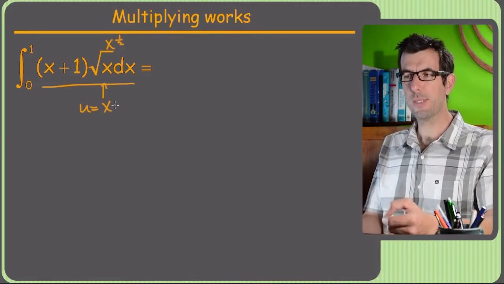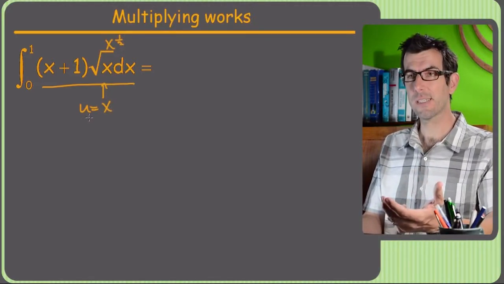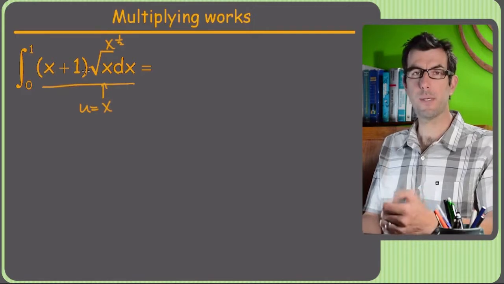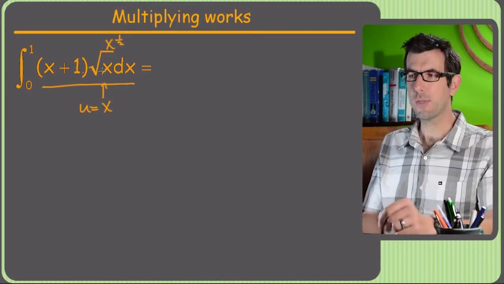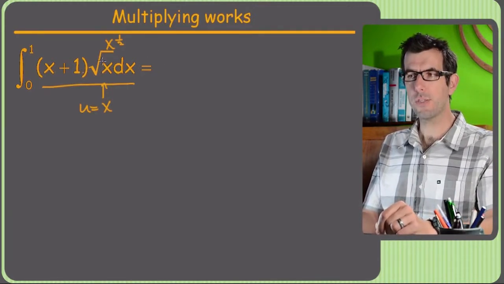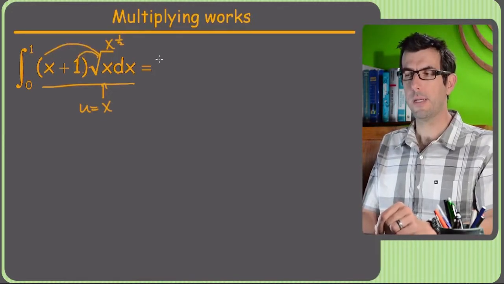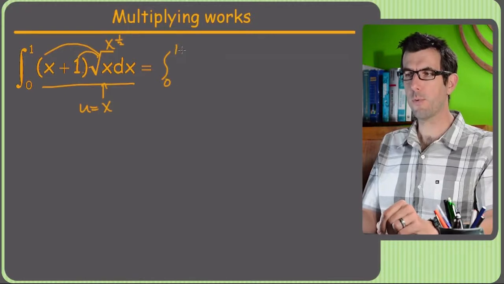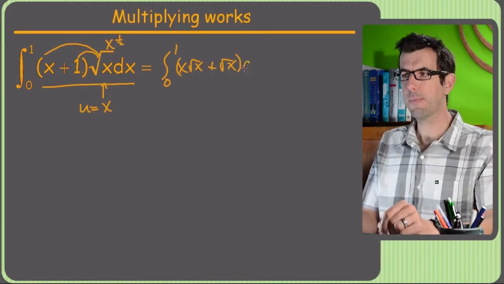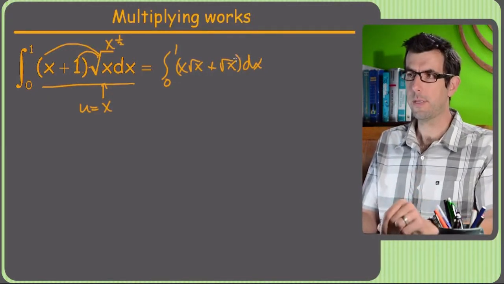But the problem is, if your u is x, your du is just dx. But we've got all this junk, x plus 1. What are you going to do with that? There's not much you can do with it. But it turns out we could just not FOIL this, but distribute it, because we have 2 terms times 1 term. So we could just make this the integral from 0 to 1 of x root x plus root x. And now it's basically just a polynomial, so we can take a swing at it.